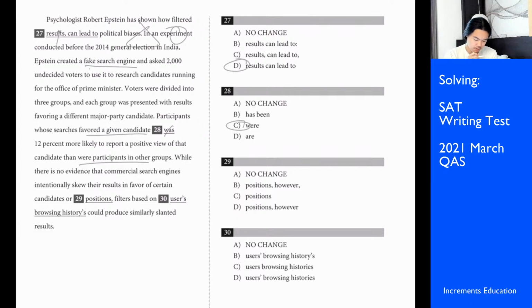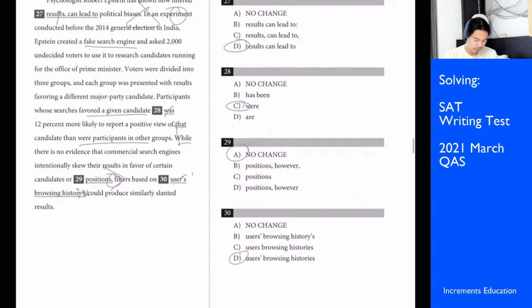Well, there's no evidence. Okay, this is fine because the while is over here. That while. Okay, filters based on users' browsing. Users, plural, so we should have that on the outside. Browsing histories, plural.